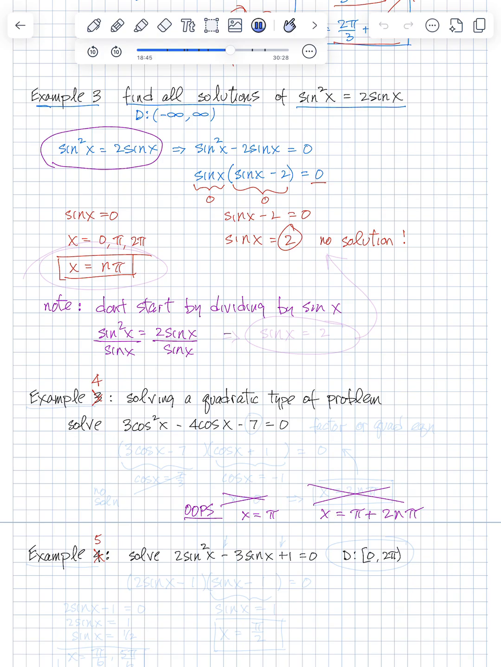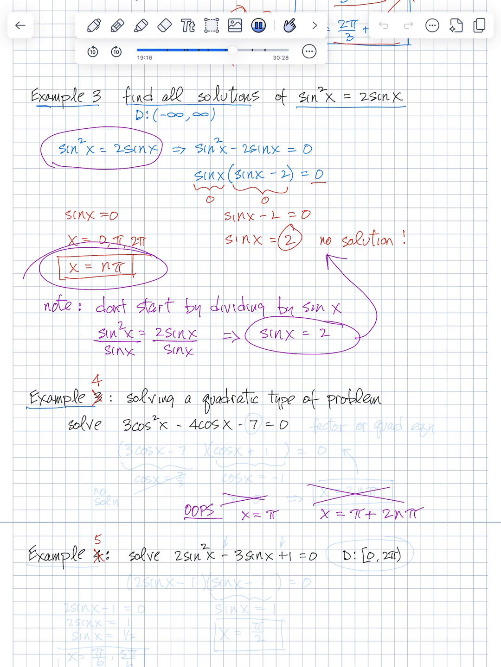Now, we could just divide both sides by sine x, and algebraically, that's okay. So what does that give us? Well, sine squared x divided by sine x is just sine x. 2 sine x divided by sine x is equal to 2. And so if we started by dividing by sine x, we would only have this as our answer, and we already know that's no solution. We would miss this one completely. So that's why you don't start by dividing both sides by sine x.